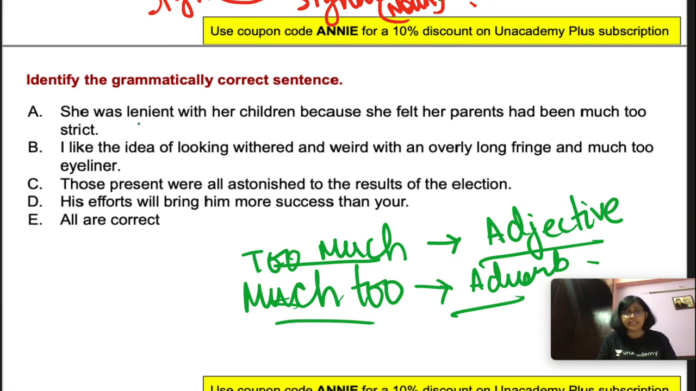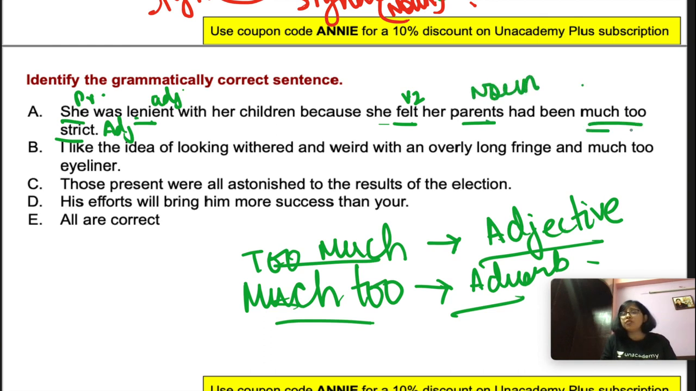She was lenient. Lenient is an adjective for the pronoun she. With her children because she felt, V2, because the sentence is in the simple past tense. She felt her parents had been much too strict. Now strict is what? Strict is an adjective for the noun parents. So here the usage of much too is correct because adjectives are modified using adverbs. So this sentence is correct.